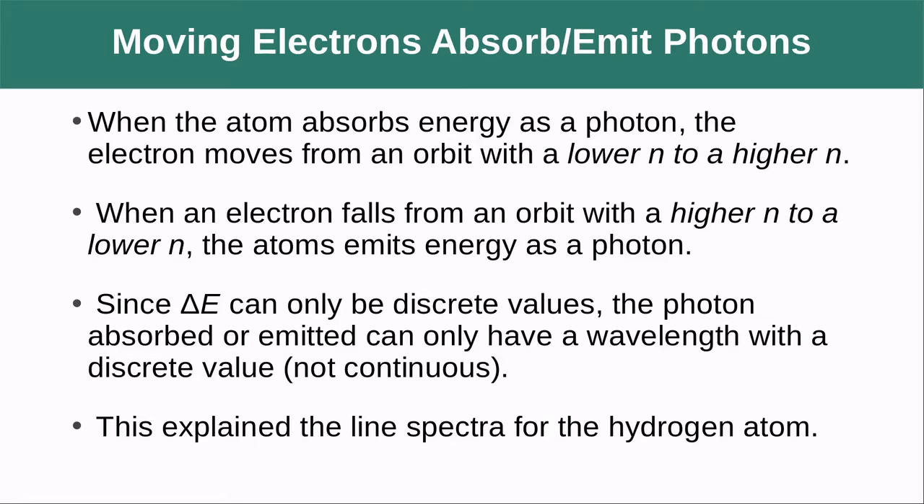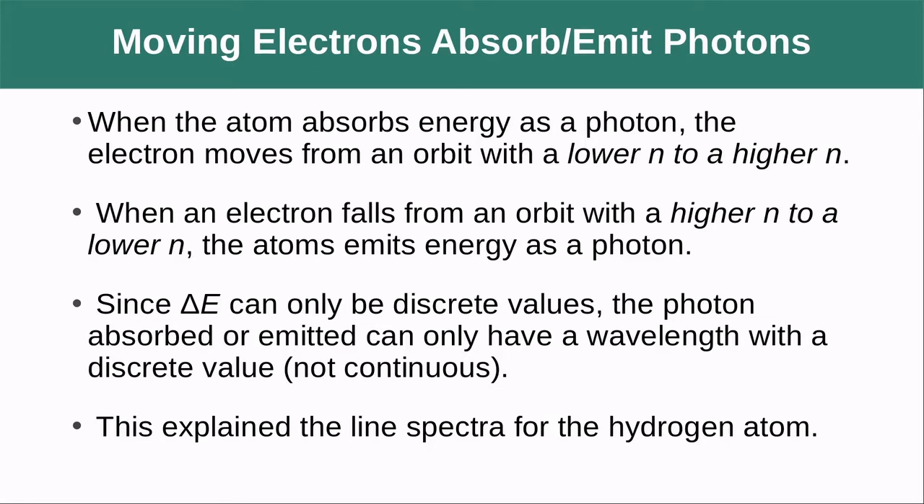So what makes it move from one orbit to another? That is when an atom absorbs energy in the form of a photon. The electron moves from an orbit with lower n value to a higher n value. When an electron falls from an orbit with a higher n value to a lower n value, it's going to emit a photon.